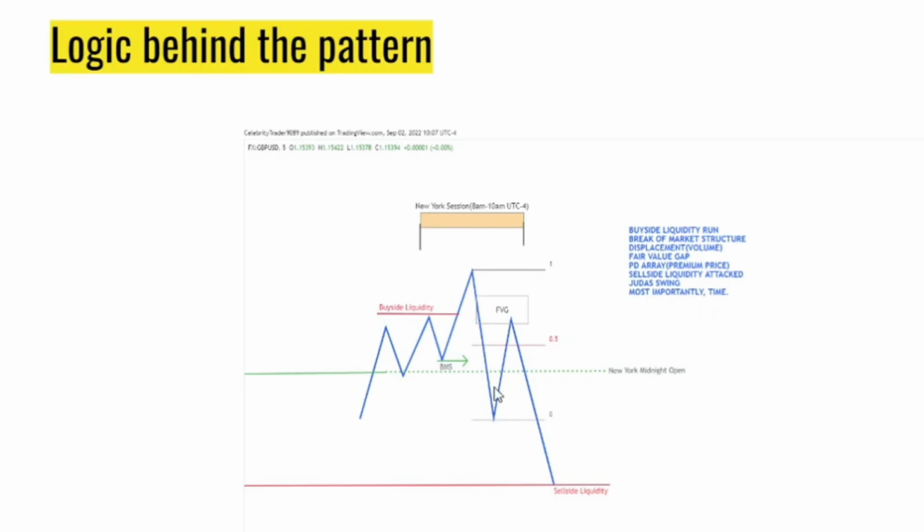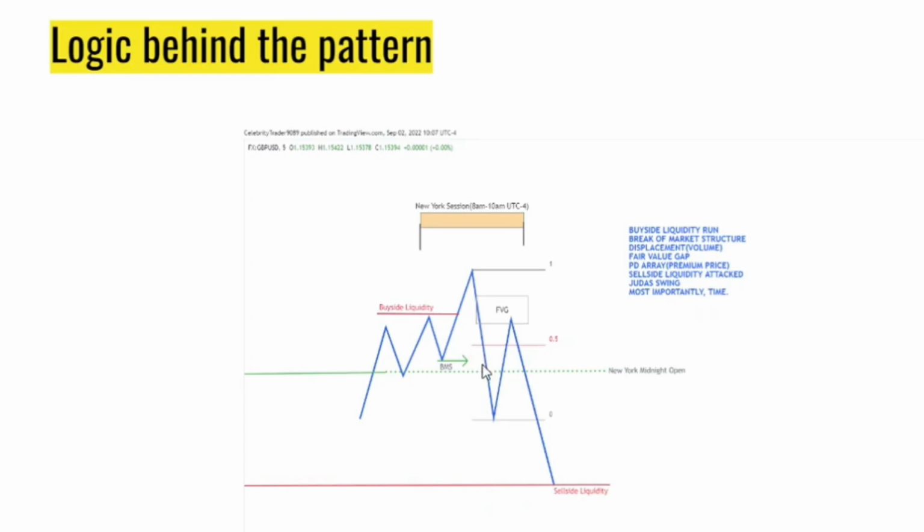Now, once you see this happen, you see these three things happen. One, buy side liquidity run. Two, displacement. Three, breaking market structure. You now understand that your pattern is now forming. You wait. You wait to see it form everything.